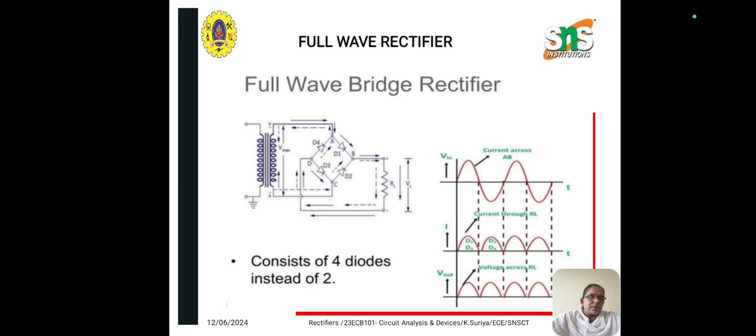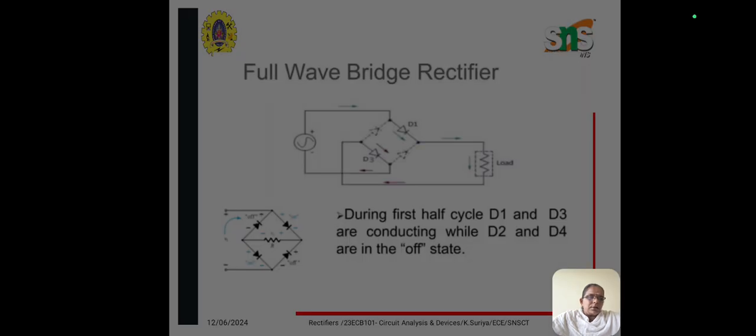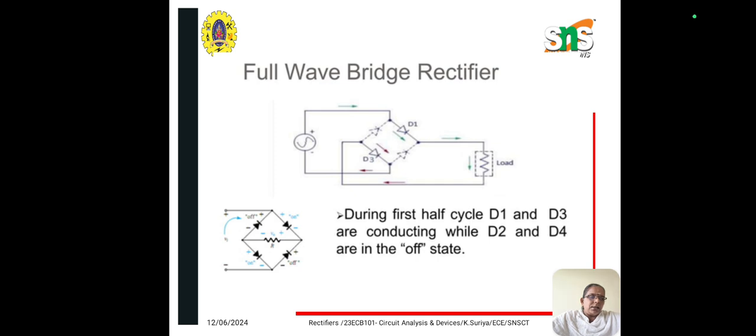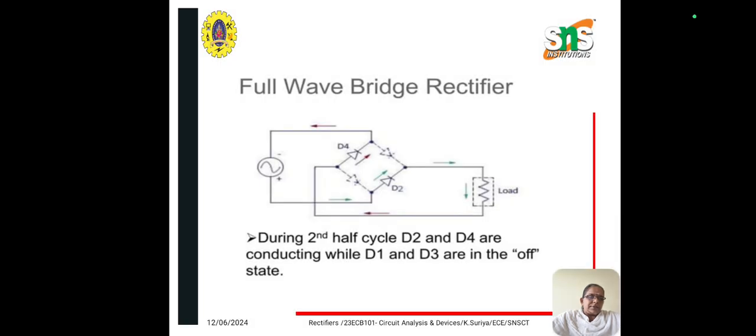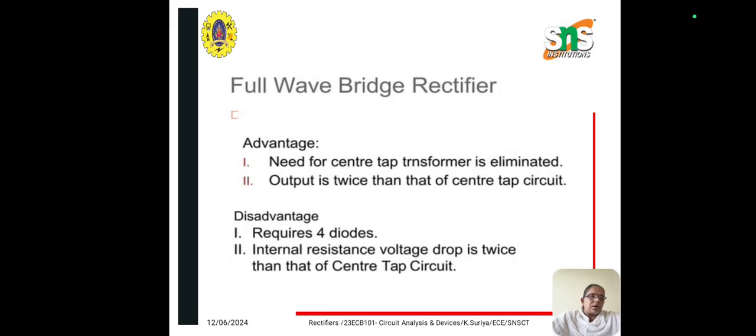This is a bridge rectifier, which consists of 4 diodes instead of 2. As shown in the figure, we have D1, D2, D3 and D4. During the first half cycle, 2 diodes conduct, D1 and D3, and the other 2 diodes, D2 and D4, are in the off state. During the negative half cycle, D2 and D4 conduct, and D1 and D3 are off. So the output is the same as the center tapped rectifier output.